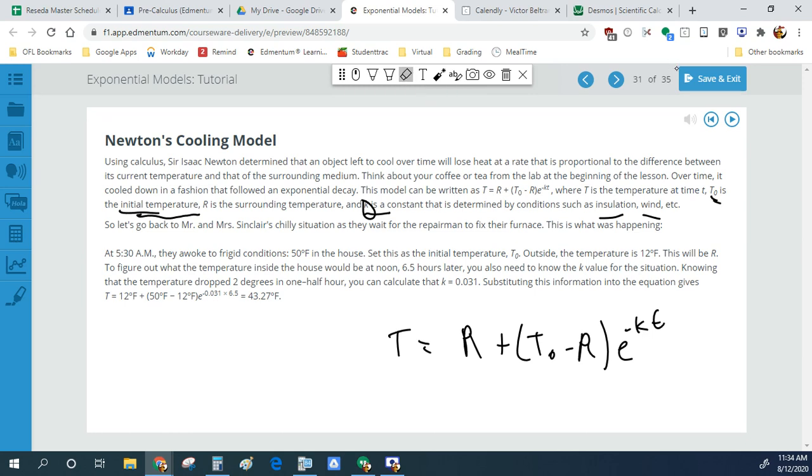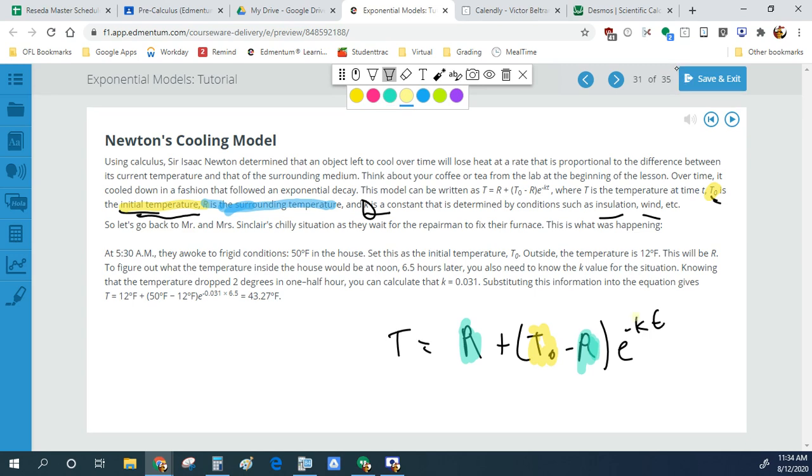So let me use the highlighter for these. So this T naught is our initial temperature. Our R, I'm going to use this, is the surrounding temperature, everything that's around it. So let's say you have something that's really hot, but the temperature around it is very cold. So this right here is what the temperature starts off at. This is the entire temperature around it.